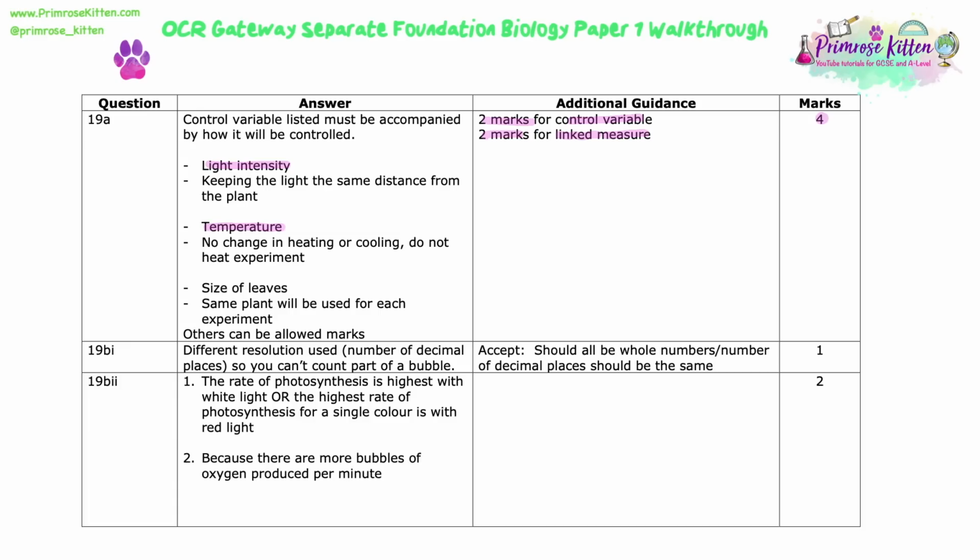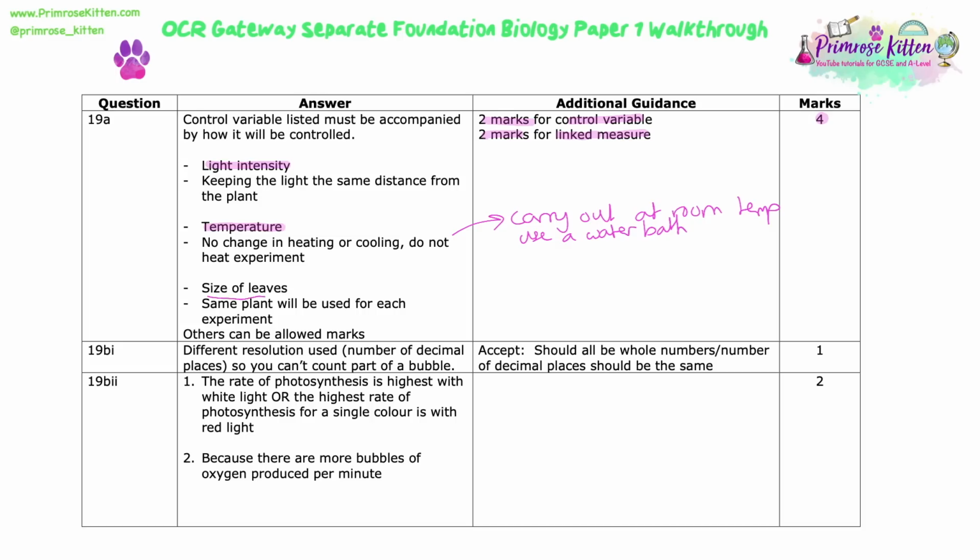So keeping the light the same distance from the plant for light intensity. No change in heating or cooling, or do not heat the experiment. There's other things that you could do here. So carry out at room temperature, or you could talk about using a water bath to maintain temperature. As long as you've made it clear that there should be no change in the temperature and everything should be done at the same temperature, then that's what matters here for the temperature answer.